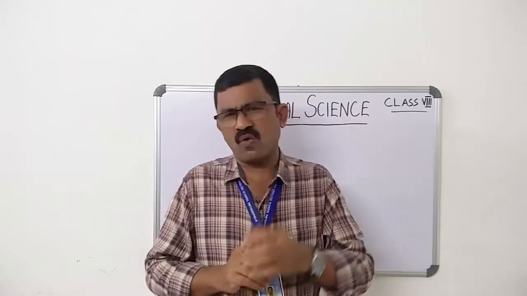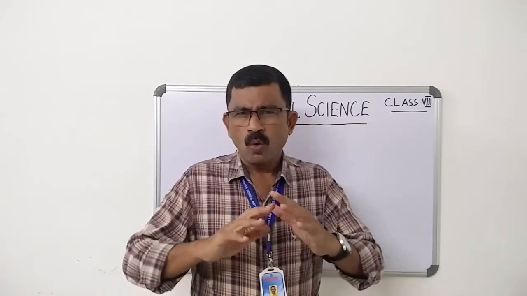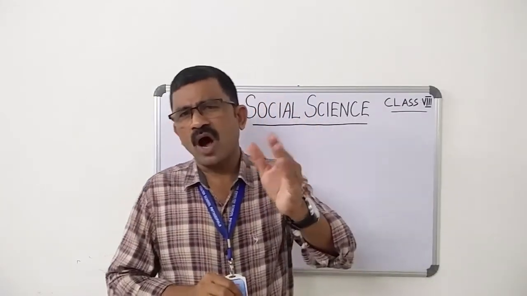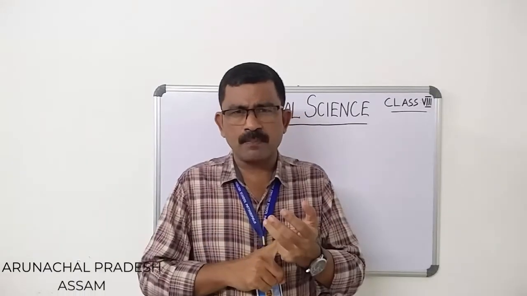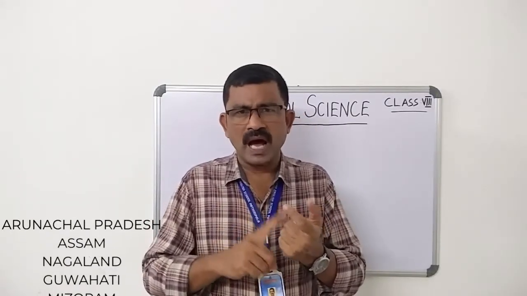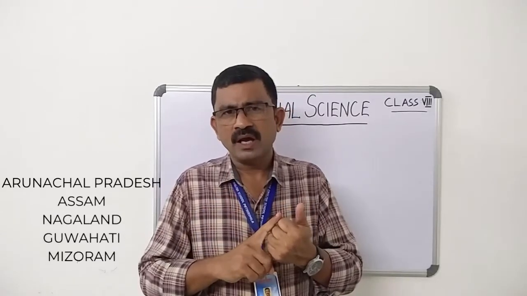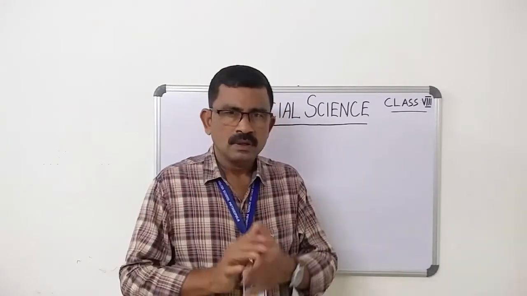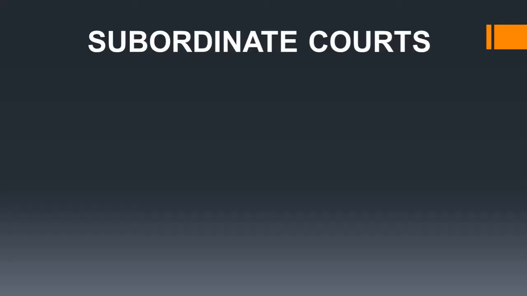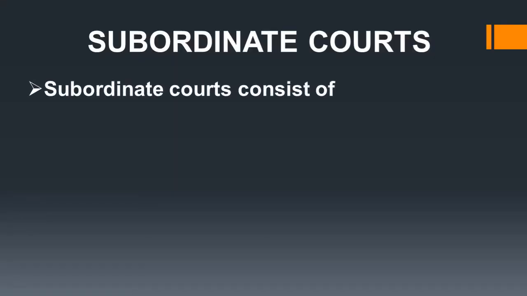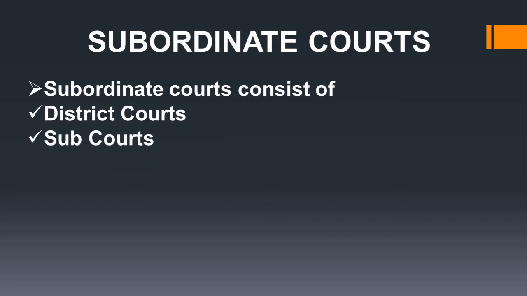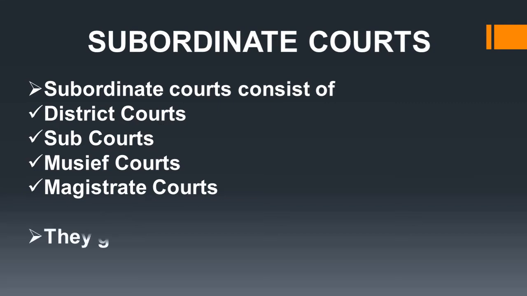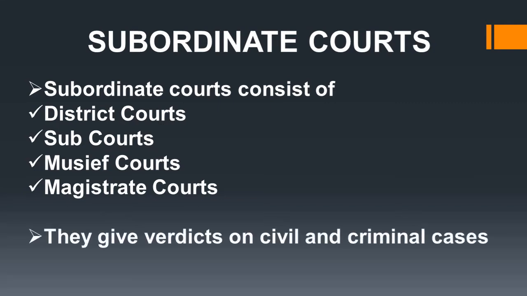Do every state have high courts? Almost all states have high court, but a few states do not have high court, like Arunachal Pradesh, Assam, Nagaland, Guwahati, Mizoram. These states do not have high court. Let's move on to the subordinate courts. Subordinate courts consist of district courts, sub-courts, municipal courts and magistrate courts. They give verdicts on civil and criminal cases.